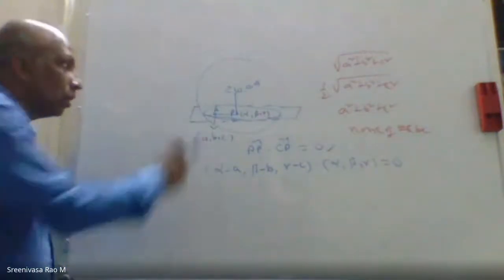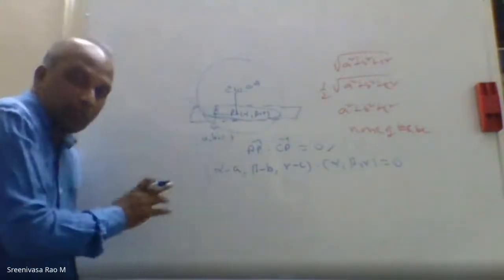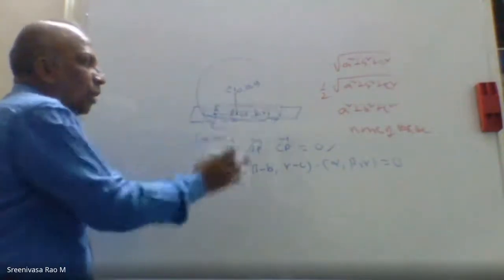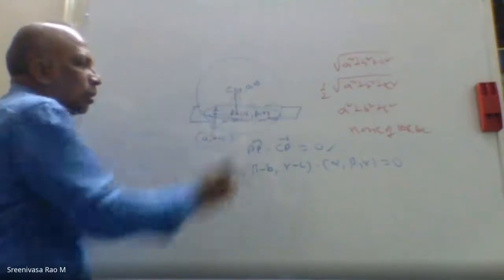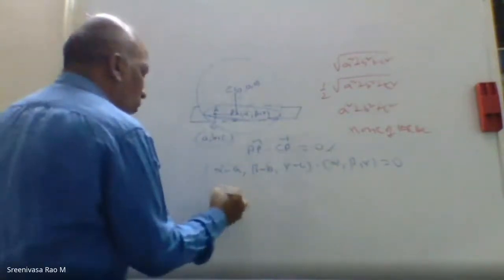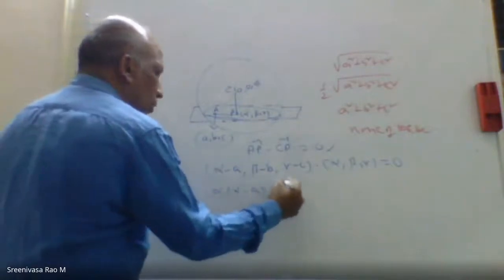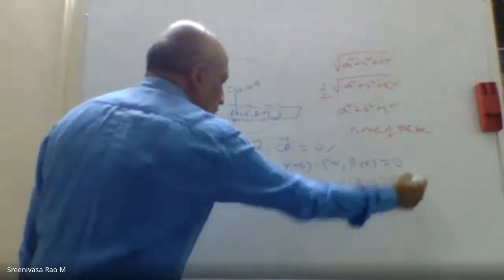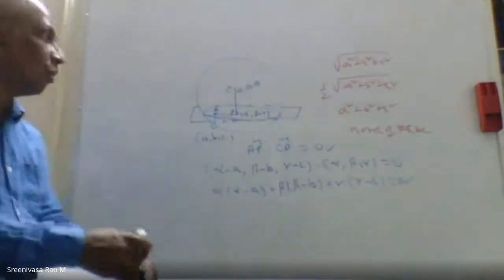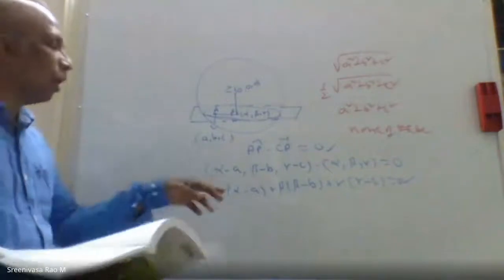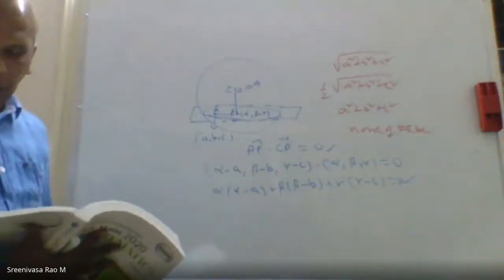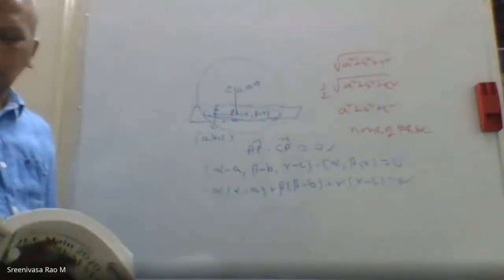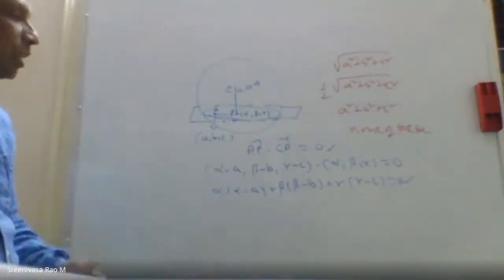Understood what I've done? The plane passes through the point ABC. They're telling from the origin, the foot of the perpendicular is alpha, beta, gamma. This AP bar is always perpendicular to CP bar. If you apply dot product, you will get alpha into alpha minus A, beta into beta minus B, gamma into gamma minus C equal to 0. This is the locus of point P. So replace alpha, beta, gamma with x, y, z, since I want the locus of that point.